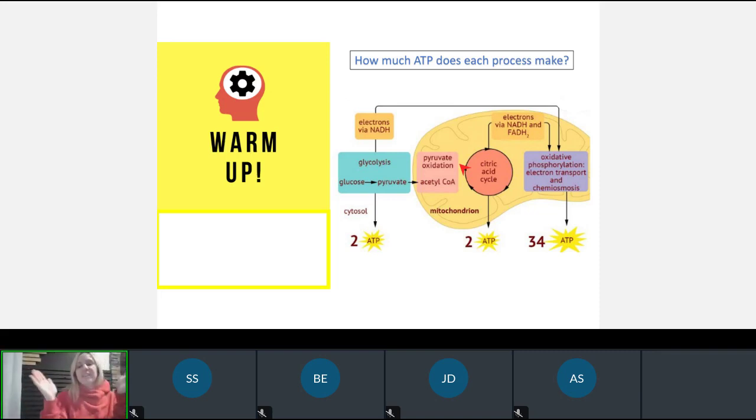It broke bonds. And when we break bonds, we release what? Break bonds, release what? There we go. Yes, we release energy. And with that energy, not only did we create 2 more ATP in the Krebs cycle, or another name for the Krebs cycle is the citric acid cycle. But what else did we make?